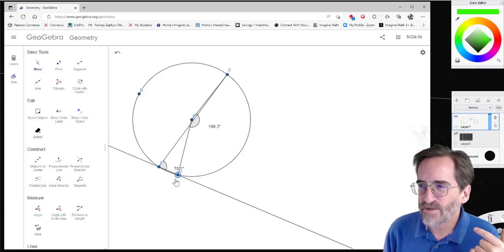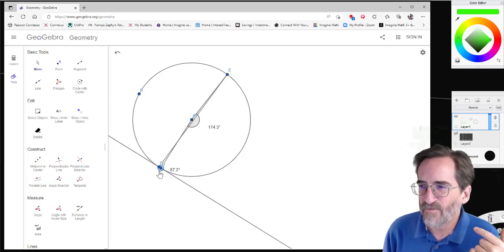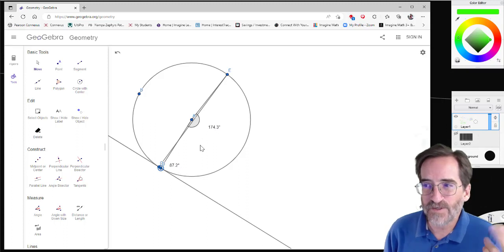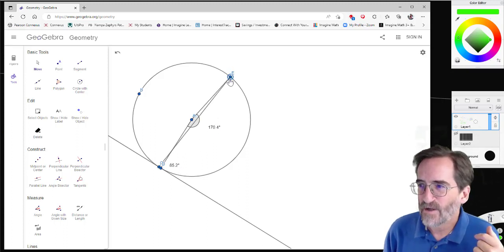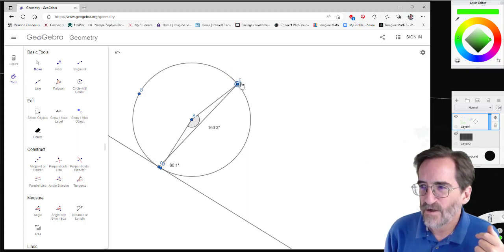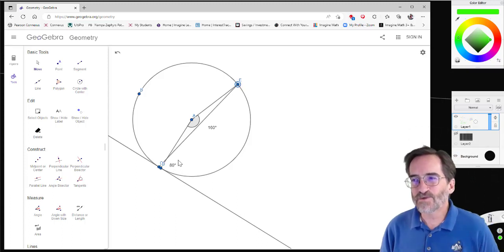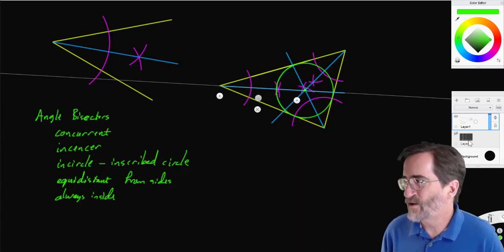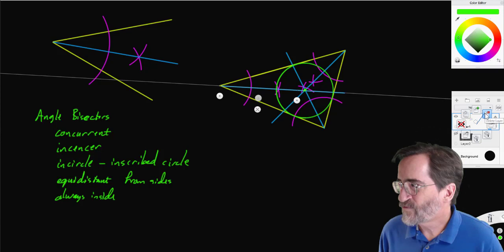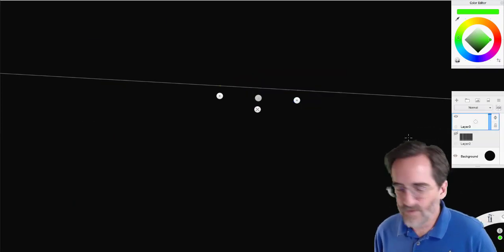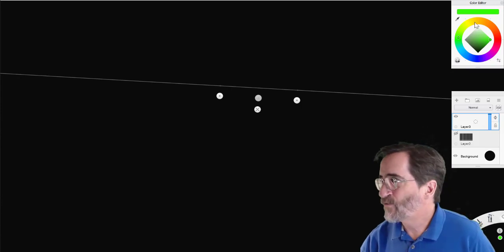Let's make it tangent by putting the points really close together. 87.2 and 174.3. If I double 87.2, we get 174.4, and it's giving me a rounded answer here. If I change this to be a nice whole number, like 160, there we go. Now it's 80. And so it's true even of a tangent. Let me draw what this is talking about here a little bit.